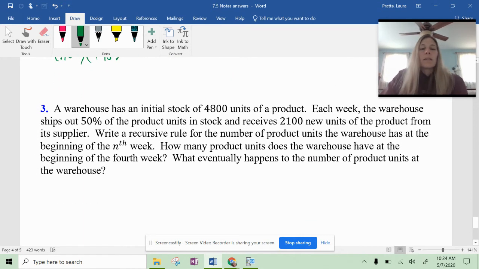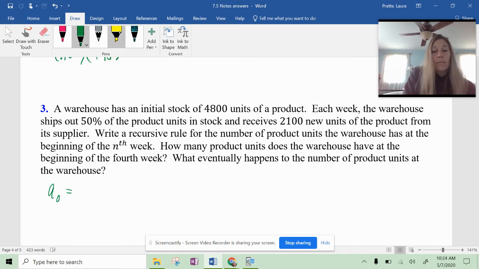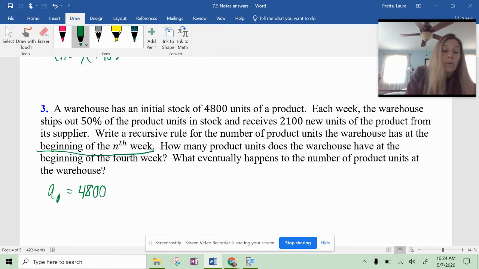All right, a warehouse has an initial stock of 4,800 units of a product. So that would be like that initial amount, right? So for now, we'll say it's a sub 0, maybe a sub 1, depending on what they're asking us. Each week, the warehouse ships out 50% of the product units and receives 2,100 new units of the product from its supplier. Write a recursive rule for the number of product units that the warehouse has at the beginning of the nth week. So since we're doing the beginning, then we'll start this out with a sub 1. So the beginning of the first week, they have 4,800, right?